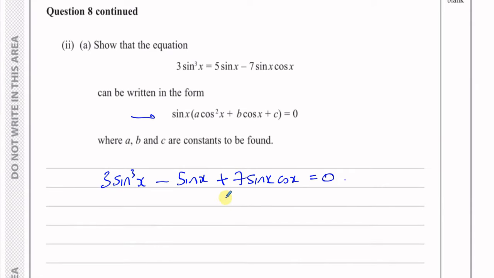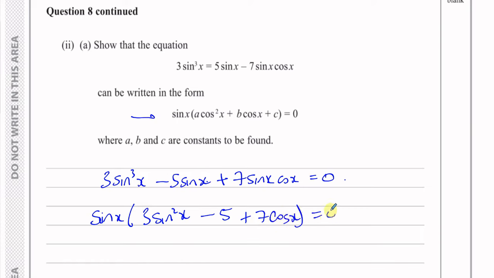Now what I'm going to do here is I can see that you've got sine x as a factor of all of these terms. So I'll take sine x as a common factor, and then I'm going to have here 3 sine squared x minus 5 plus 7 cosine x equals 0, if you take sine x out and are left with cosine x. So let's see what we have here. You have the sine x outside, that's fine, but inside you've got cosine x, and here we've got sine squared x.